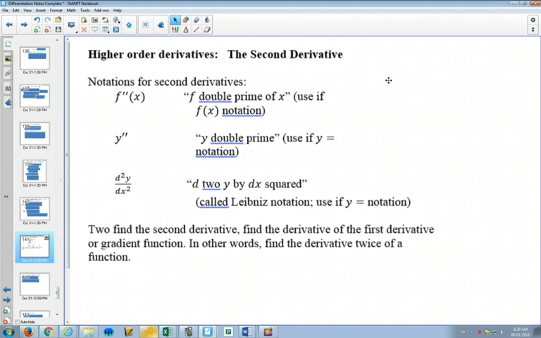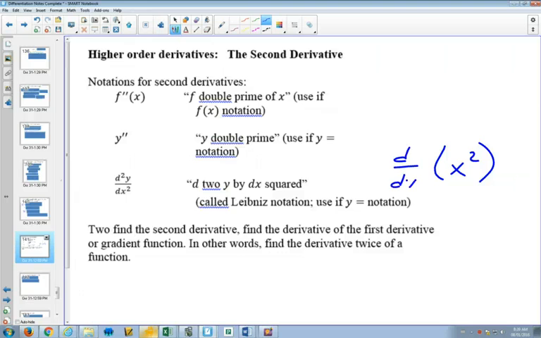Part of the reason for this notation that I can think of is, let's say I wanted to take the derivative of x squared. In Leibniz notation, sometimes we write this in front. And that means take the derivative of x squared. And this x squared is technically your function y. So what would it look like if I took that derivative twice? Well, I'd have another d dx in front of that. So I have the dx squared.